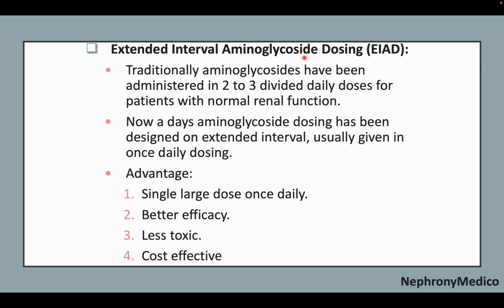Extended interval aminoglycoside dosing (EIAD): traditionally, aminoglycosides have been administered in 2 to 3 daily doses for patients with normal renal function. But nowadays, aminoglycoside dosing has been designed on an extended interval, usually given as once daily dosing. The advantages are a single large once-daily dose, better efficacy, less toxicity, and cost effectiveness.